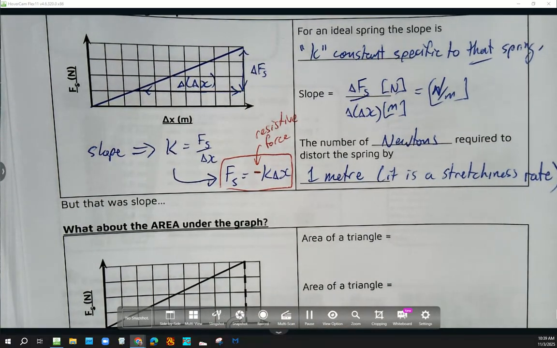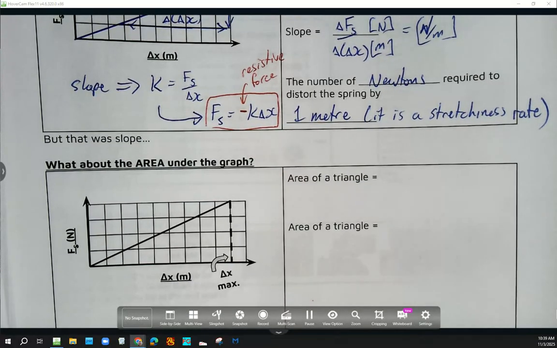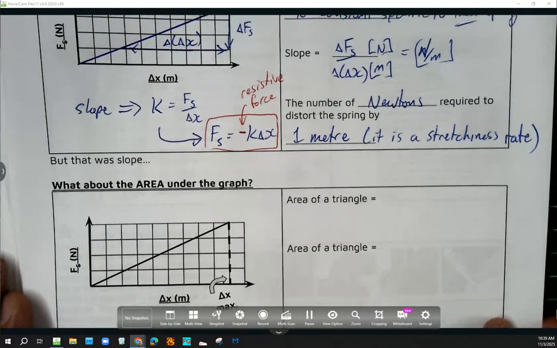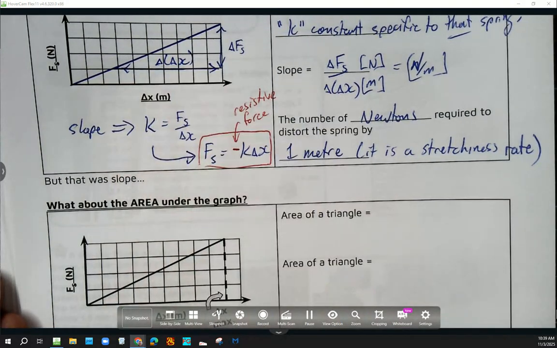Now, it's not a complicated formula, so I'm not doing a bunch of example problems. I'm going to leave the homework for that. I want to talk about something else a little bit. That was all slope conversation. What we've done in the past with different graphs has been to find the slope of the graph and discuss its meaning. Another thing we've done is find the area of a graph and discuss its meaning.